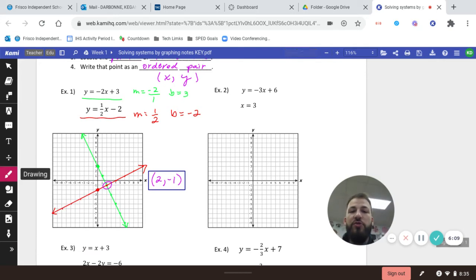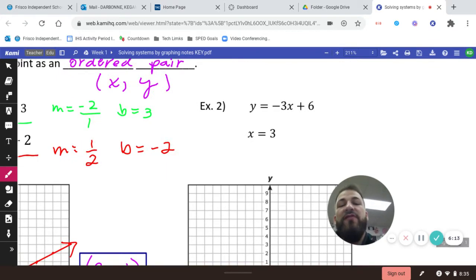So number 2, we have y is equal to -3x plus 6 and x is equal to 3. So our first one is easy. Let's graph that one first. So y is equal to -3x plus 6. Our m is equal to -3, and then go ahead and move it to over 1. And our b is equal to 6.